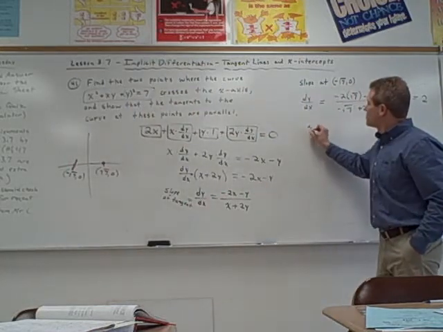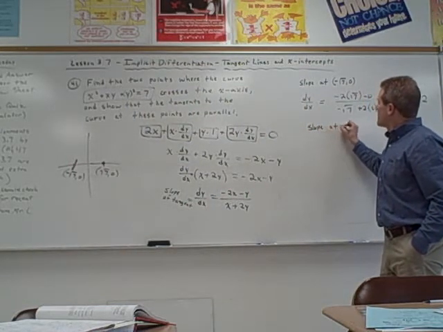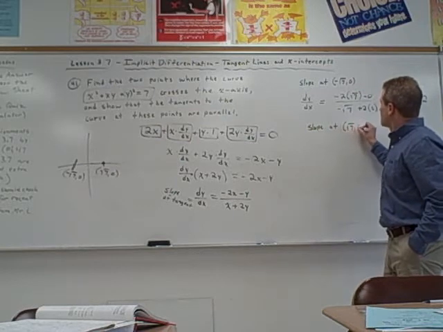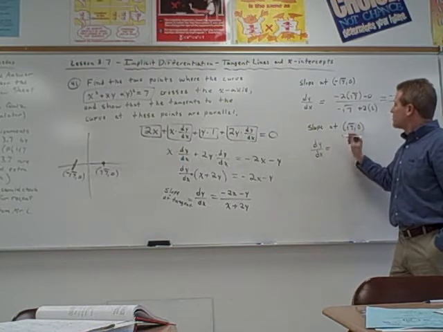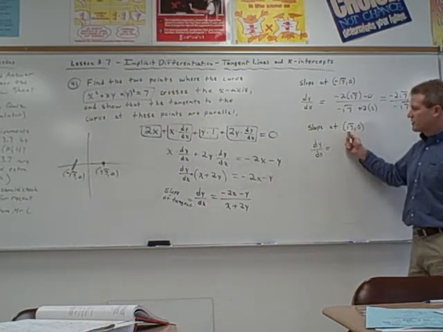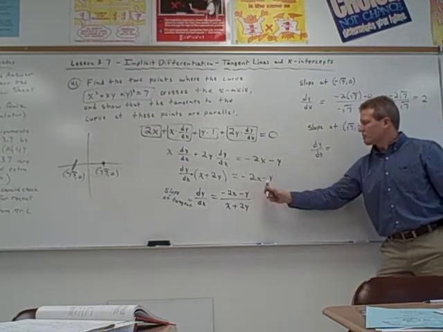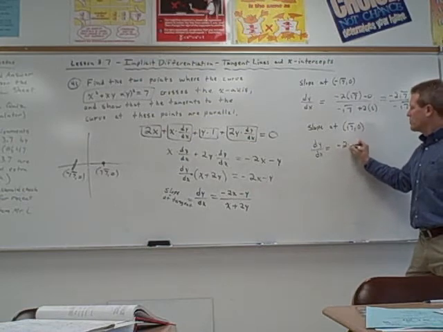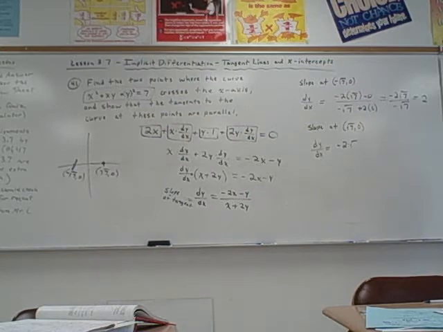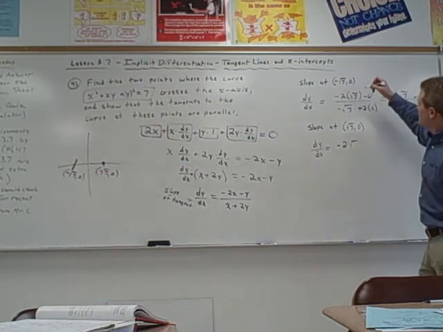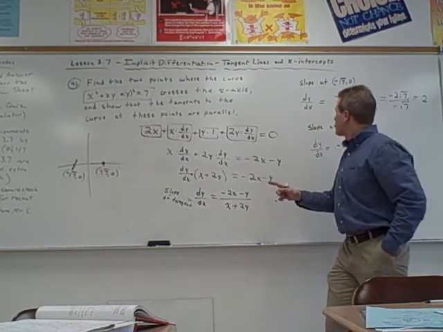Now let's find the slope at positive square root of 7, 0. So again, we'll find the derivative by plugging in square root of 7 for x and 0 for y. So I'm going to have negative 2 times the square root of, hold on here. Let me back up a second. I think I made a mistake. It was the first time I was plugging in negative square root of 7, right? So let me back up a second.